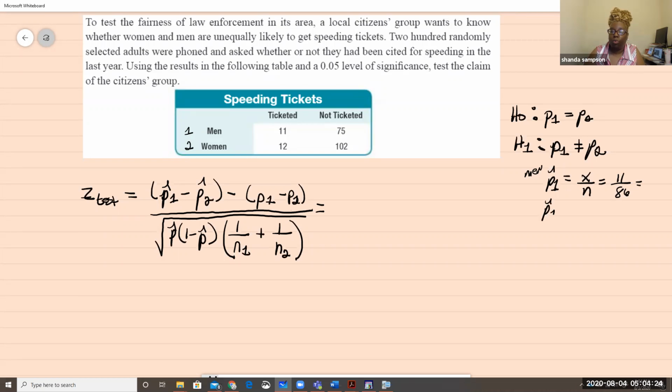So p hat 1 is going to be equal to what? Pop in 11 over 86 in your calculator. This is what my students have to do, and it needs to be rounded to 4 decimals because it's a probability. So 0.1279. That's p hat 1.